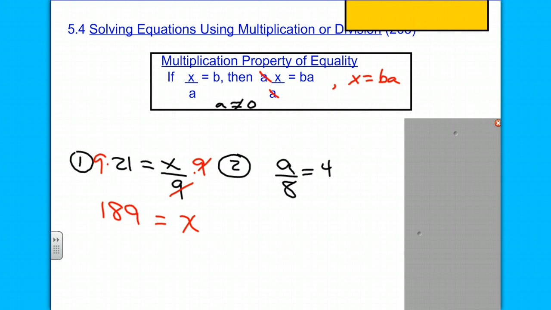What will we multiply both sides by, Ryan? 8. Good. And what did you get then? A equals what? I got 32, sorry. 32. Good job. A equals 32. Remember, you could always take your solution, 32, plug it back into the original equation, which is in black, right? 32 divided by 8, is that 4? It is. So you can check.